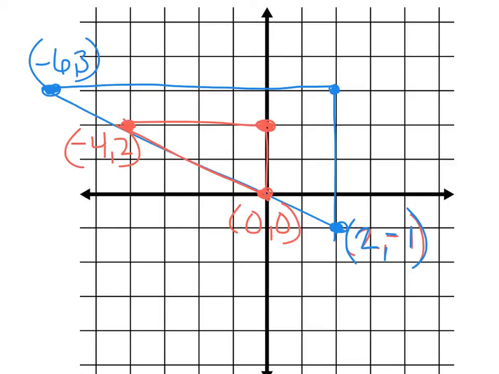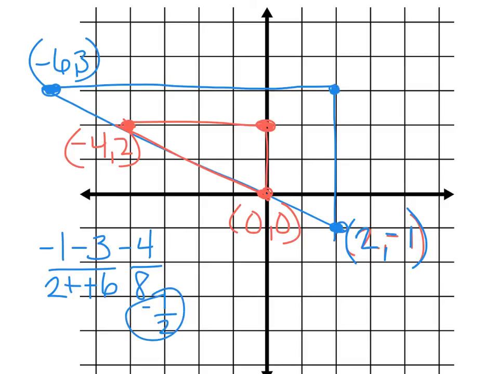Alright, so I'm going to do it with the points first. So I'll use the blue triangle, negative 1 minus 3. Negative 1 minus 3, alright. And the other one is 2 minus negative 6. So negative 1 minus 3 is negative 4 over 2 plus 6, so that's negative 4 over 8. That looks like negative 1/2.